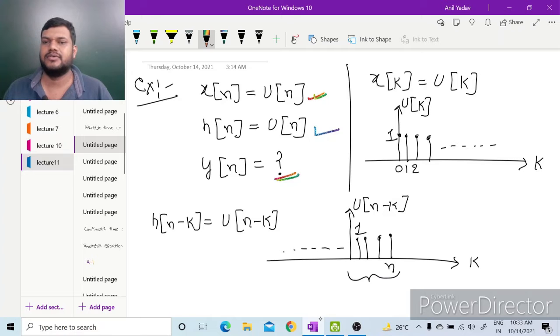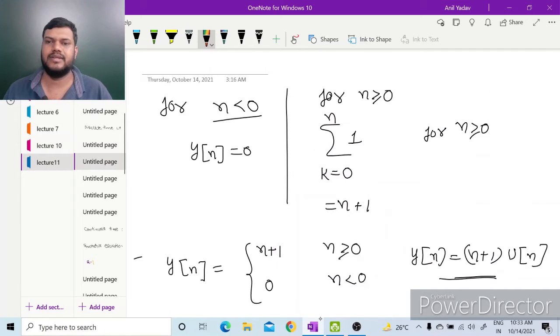To find this, we have to find x[k] and h[n minus k]. So x[k] will be u[k]. u[k] will be 1 for k greater than or equal to 0, otherwise it will be 0. h[n minus k] will be u[n minus k]. u[n minus k] will be 1 for k less than or equal to n, otherwise it will be 0.